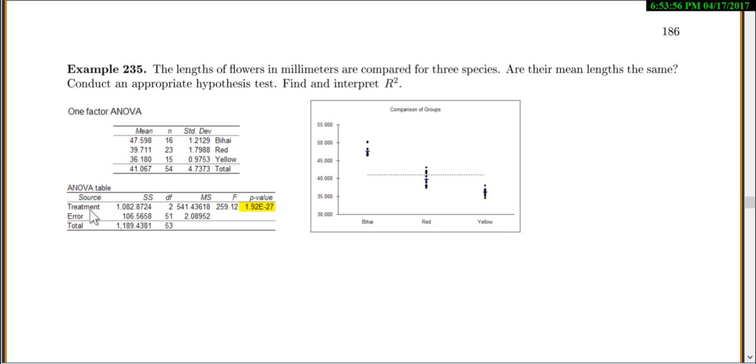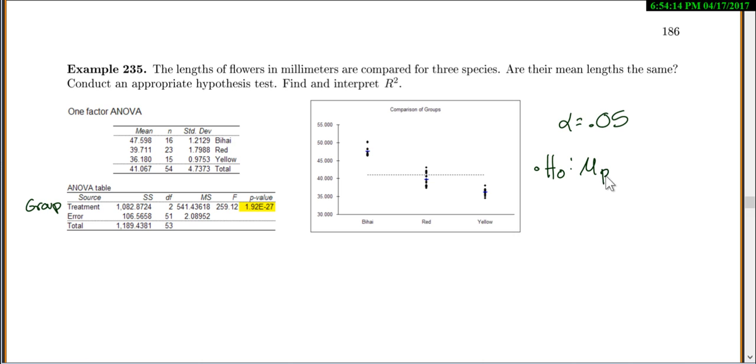So on your ANOVA table, remember that this treatment row is the same as saying group. And we go through and we always check the same things. Let's use alpha equals 0.05. We're going to write our null. Last time I wrote it in words, this time let's do some symbols.